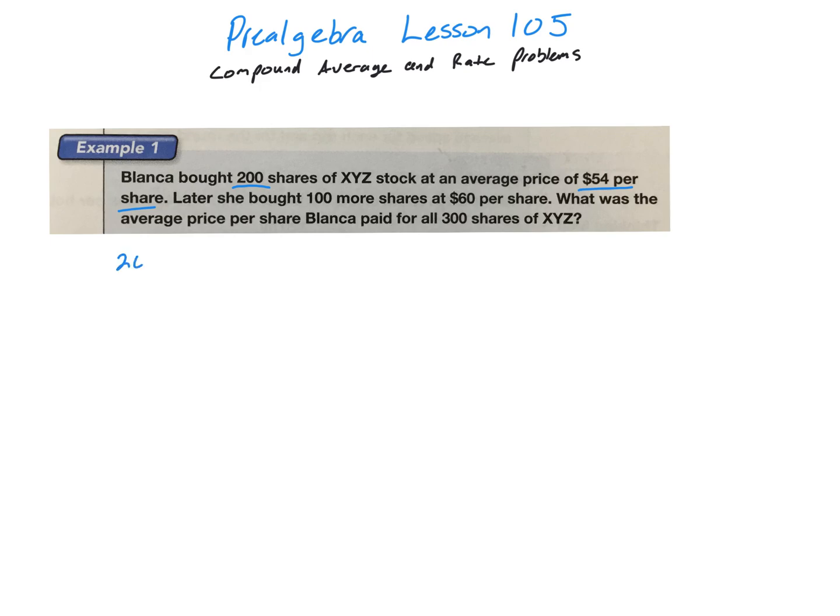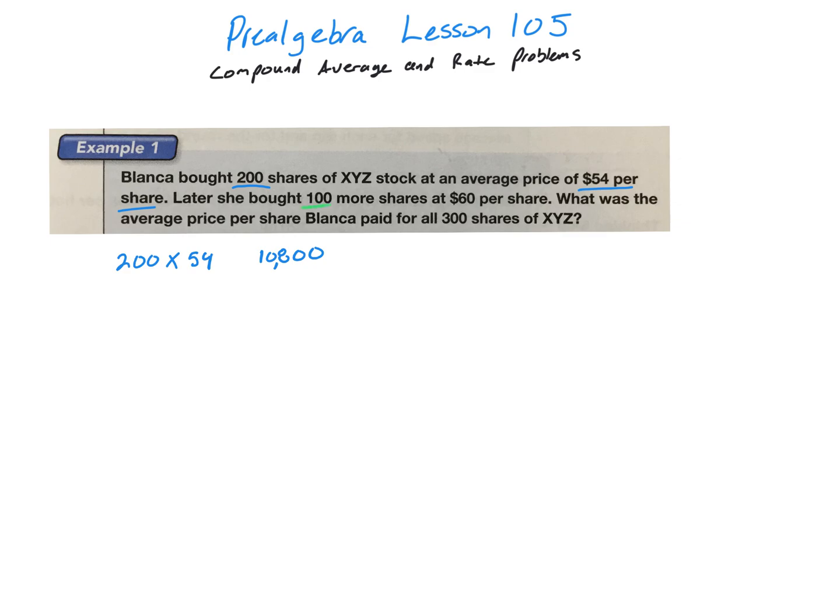So what I'm going to do is say 200 times the $54. That's going to tell me the total amount that she paid for those shares. So let's see, 54 times 2 would be 108. And then I'm going to add on those 2 zeros. That'll tell me how much she paid for those first 200 shares.